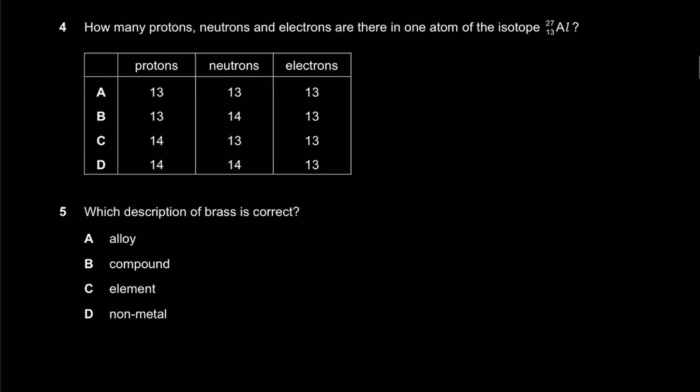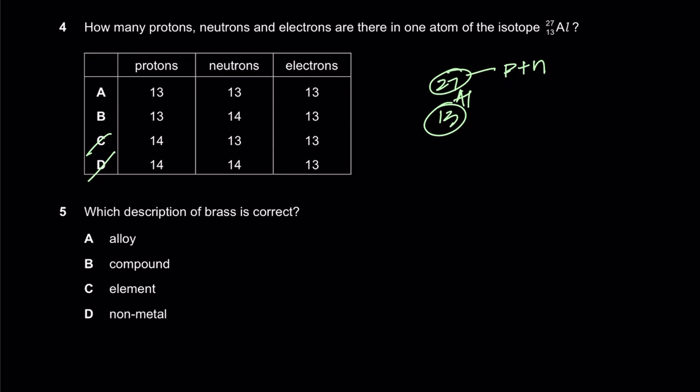How many protons, neutrons, and electrons are there in one atom of the isotope of aluminum 13, 27? Well, obviously in aluminum-27, 27 is the nucleon number, which is the total number of protons plus neutrons. 13 is the proton number or the atomic number, which represents the total number of protons. So C and D are wrong. The selection is between A and B.